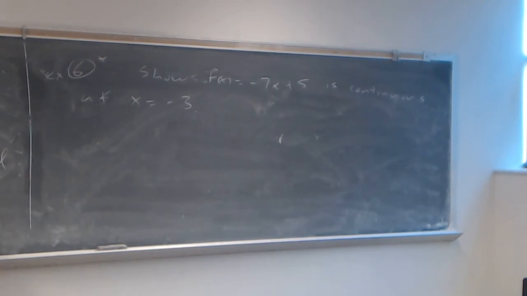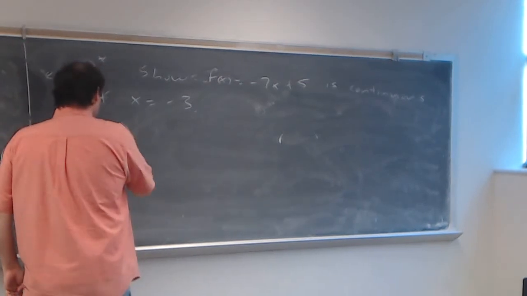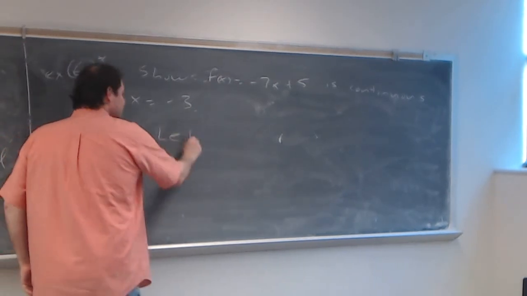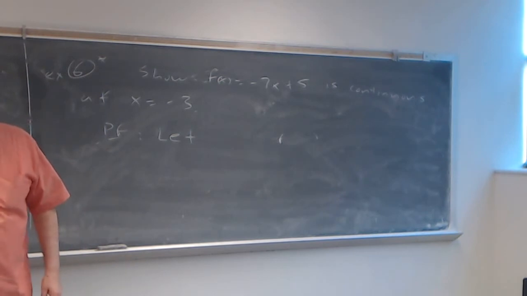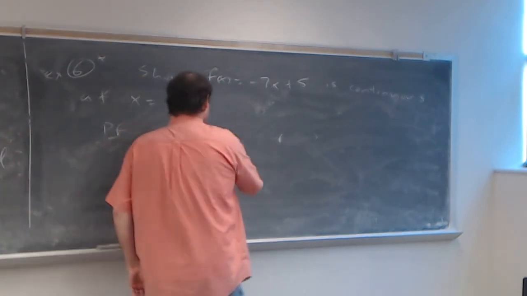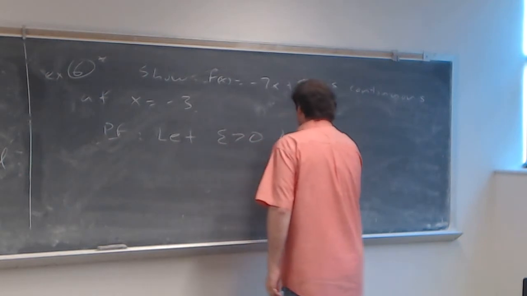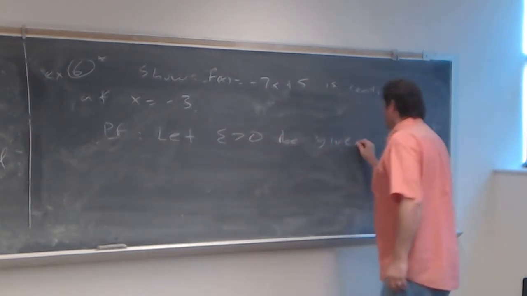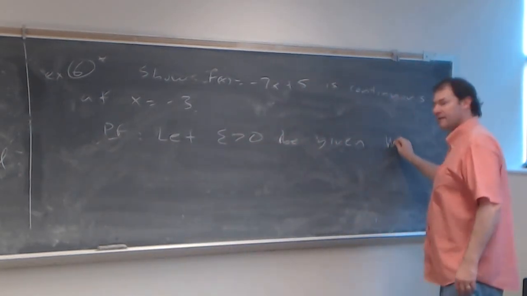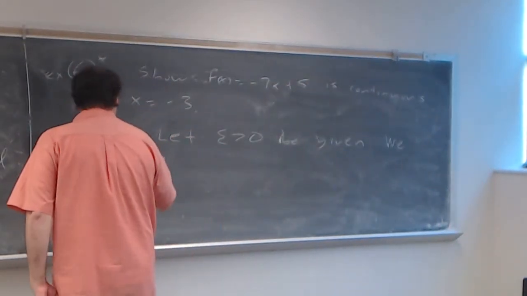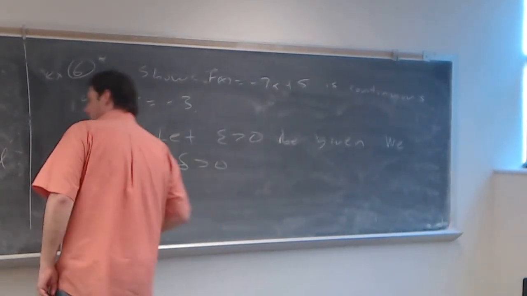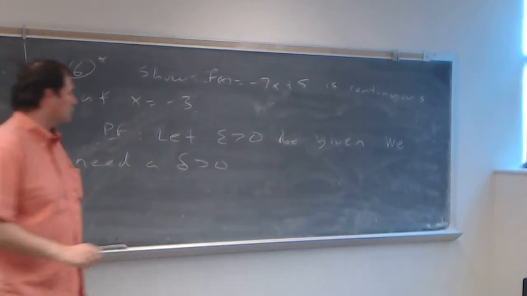Okay. So here's one of these epsilon delta definitions. That's what I'm looking at. Proof. We let, what's the first thing we'll write? Let epsilon be greater than 0 be given. What do we look for? What about it, Brad? We need a delta. That's right, we're looking for a delta greater than 0. Such that what?